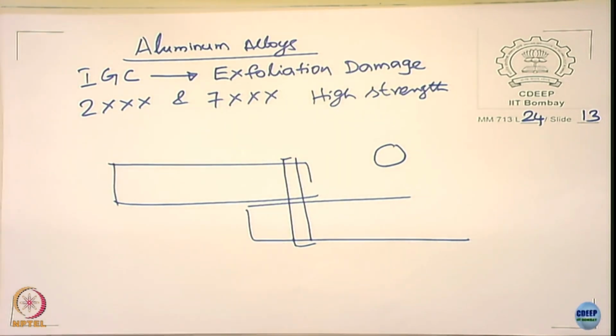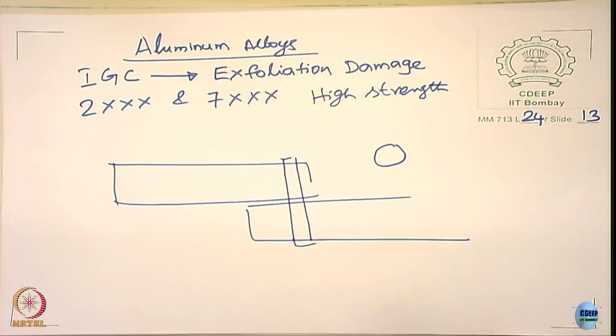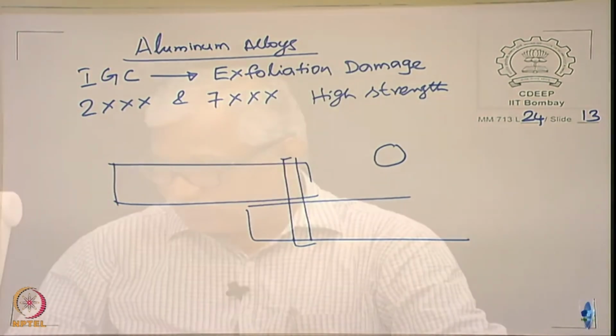And there are very beautiful pictures available. I can't show you here because of copyright problems, but you can read and see. It's a very nice illustration of how grain boundary attack can lift the various grains up, causing weakness. It weakens the structures actually. Okay. With this, any questions? Anybody?